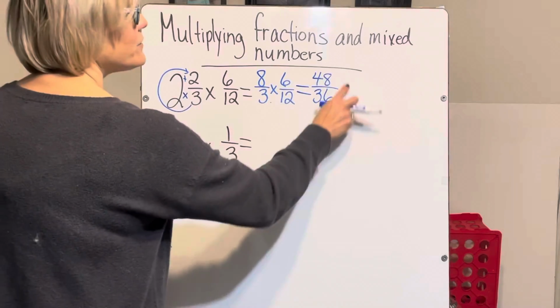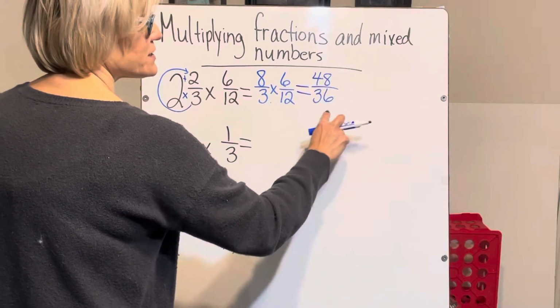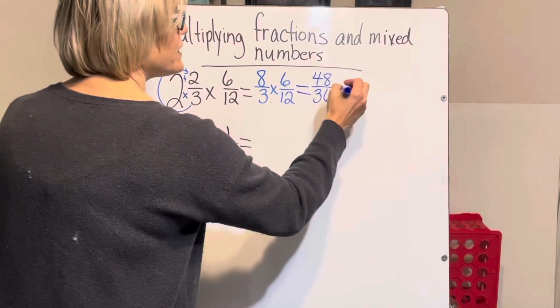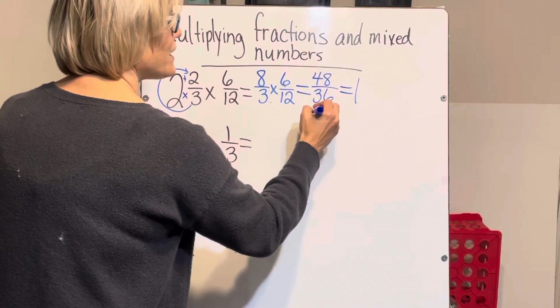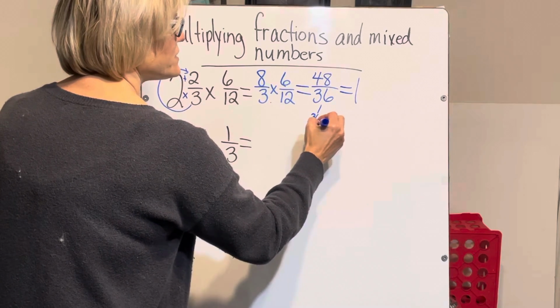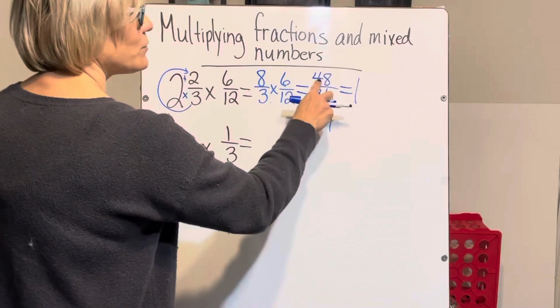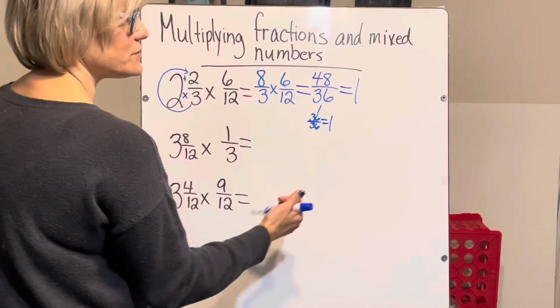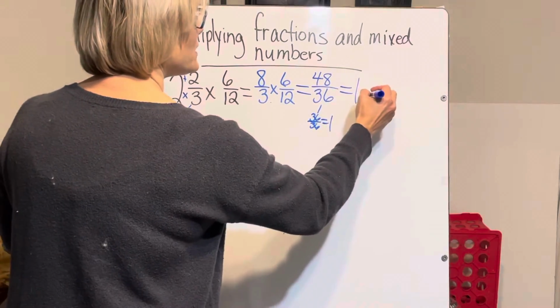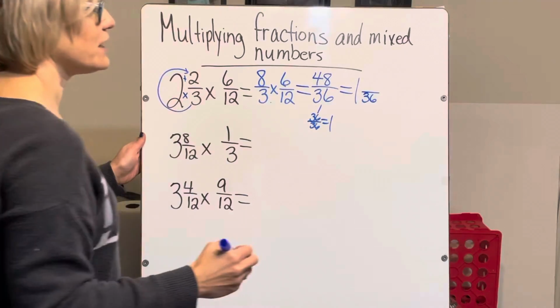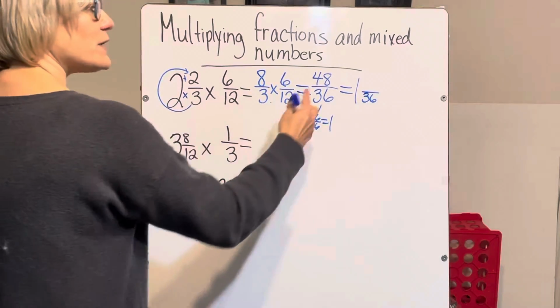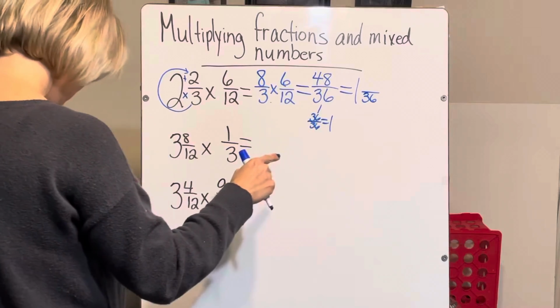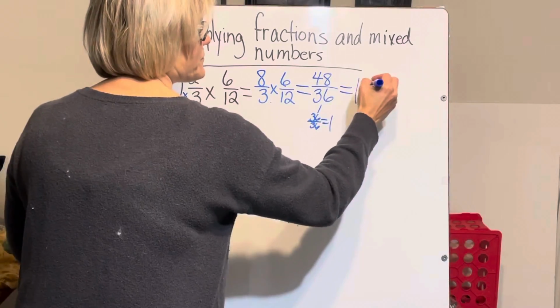I know that there's 36/36 in here, so I know that I have one whole. So I can take out 36/36, and that equals 1. When I take 36 of those out, I need to find out how many 36ths I have left. When I take that out, I'm left with 12/36.